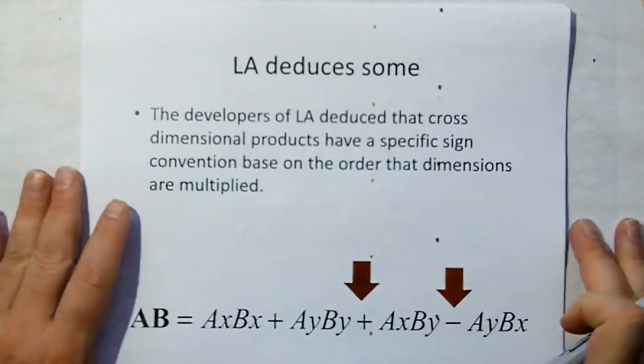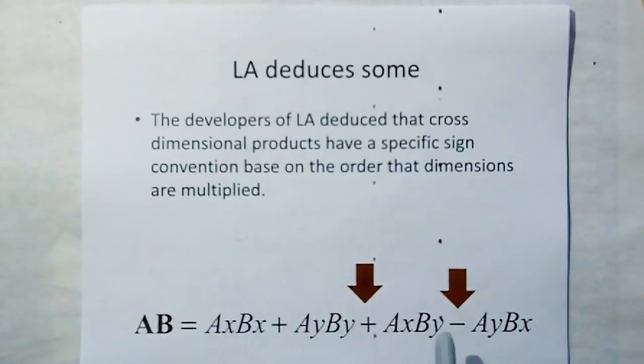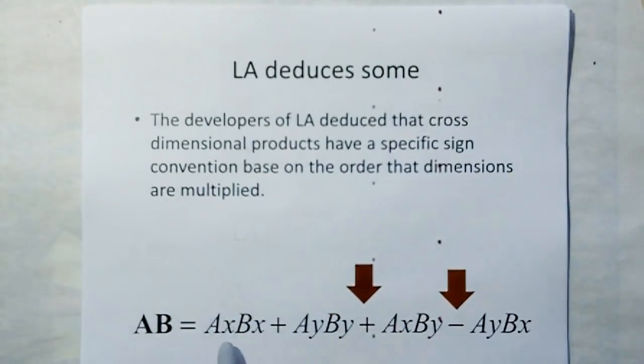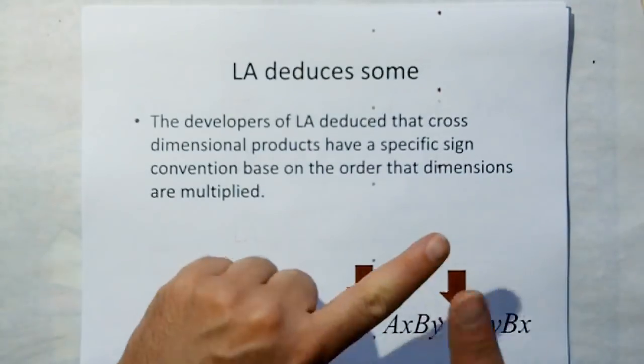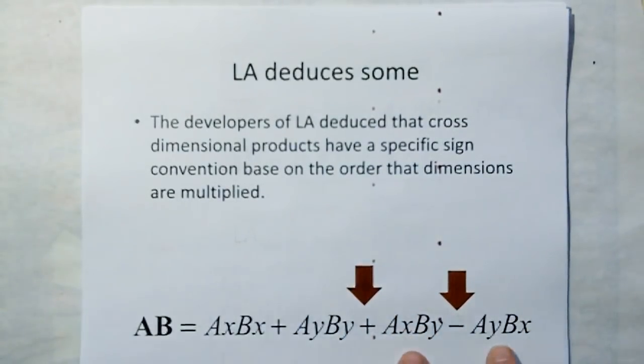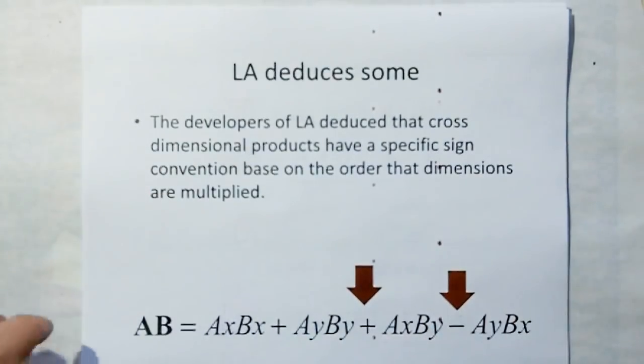Legacy algebra deduces some. The developers of legacy have deduced that the cross-dimensional products, x times x is a same dimension product, y times y is a same dimension product, x times y is a cross-dimensional product, and y times x is another cross-dimensional product. They realized that for the cross-dimensional product we have to infer behaviors that a unidimensional multiply does not have. And so this sign convention was developed in order to give the rotations of the cross-dimensional products to go in the same way. It has wonderful benefits.